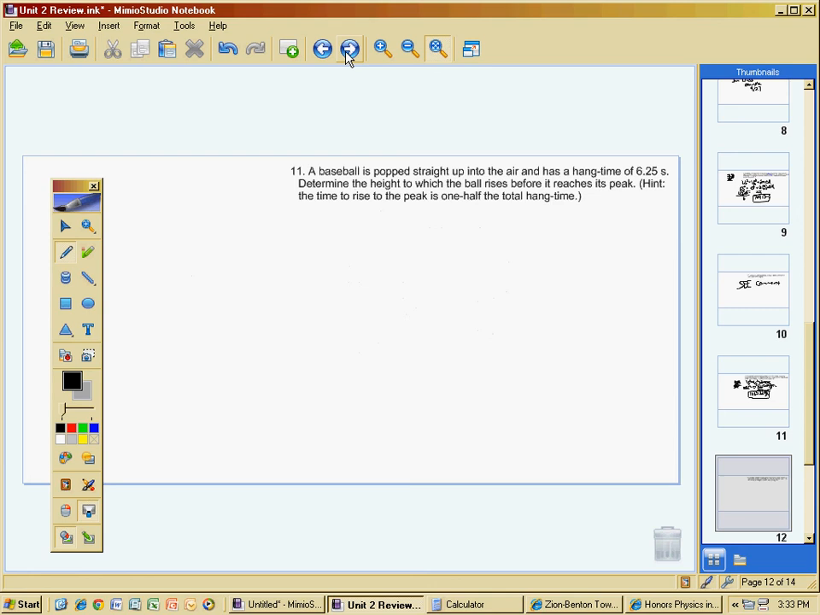Number 11. This is another problem off of the homework assignment due on Wednesday, so it should be familiar. We should have gone over it in class, but just in case you forgot, we're going to discuss it really quickly. Really, if you run into trouble with this, number 6, also on this video, is a very similar type of problem. But this is a free fall problem. We've got a baseball shot up into the air. It has a hang time. Determine the height it rises before it reaches its peak.